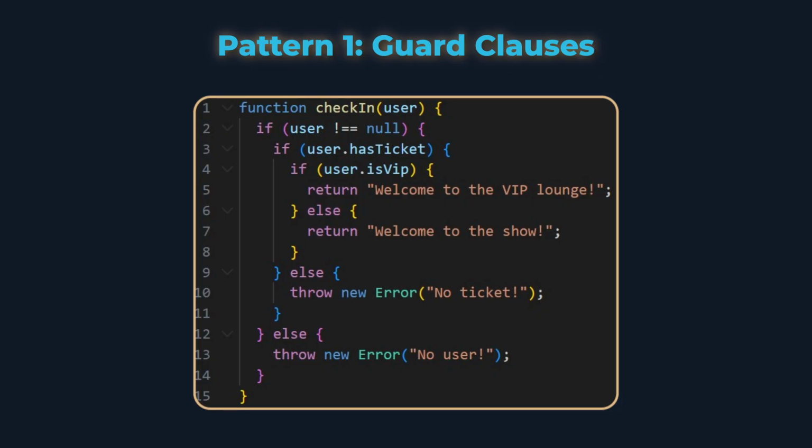Pattern number 1, the guard clause. Juniors love else statements, seniors hate them. Check out this junior code for a VIP check-in. It's a nested nightmare. Every time I see an else, I lose a year of my life. Let's elitify this with guard clauses.